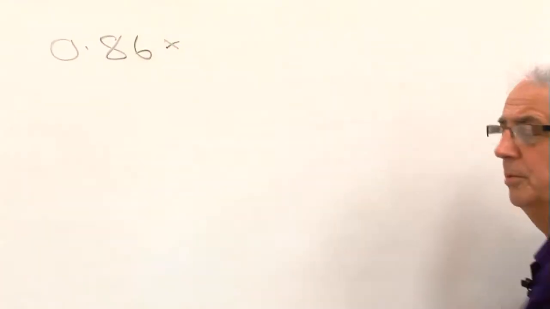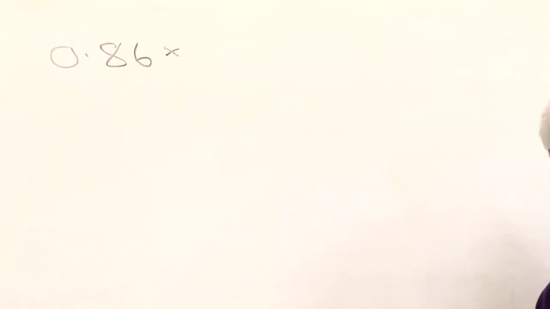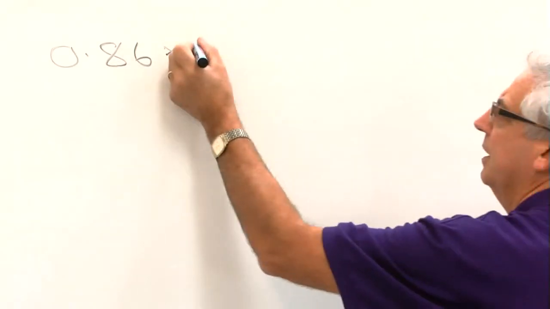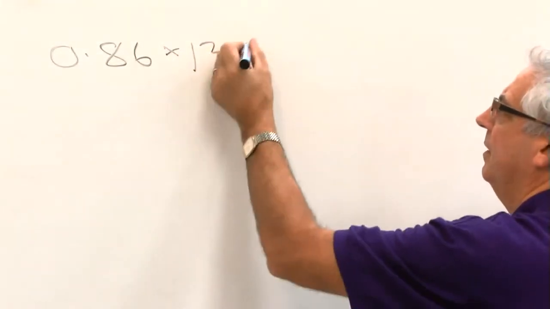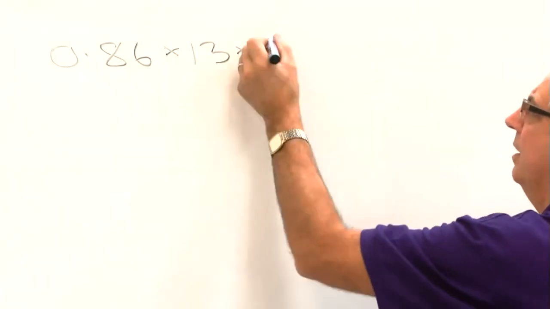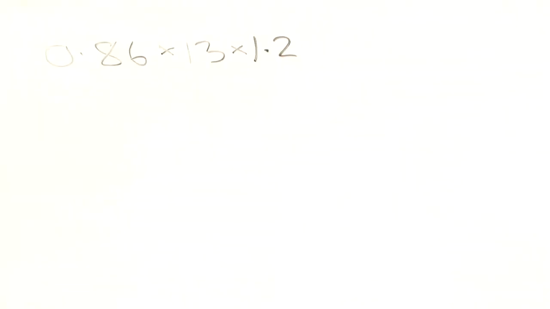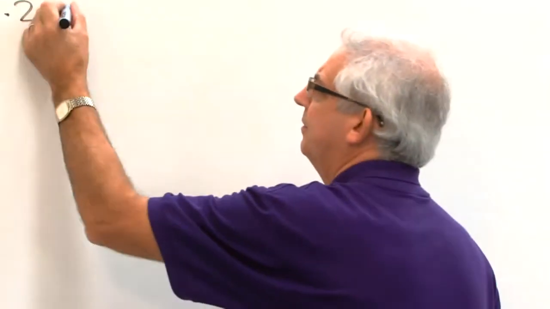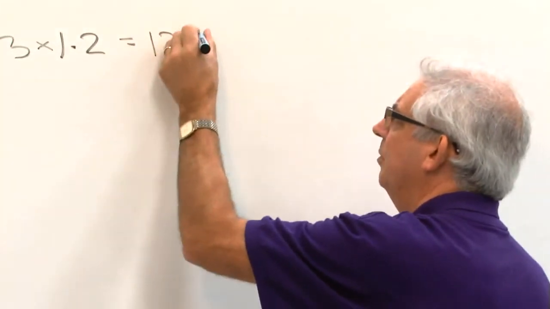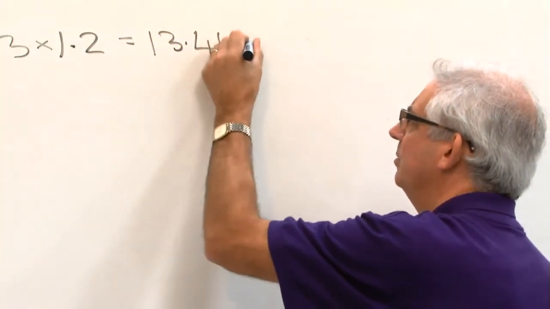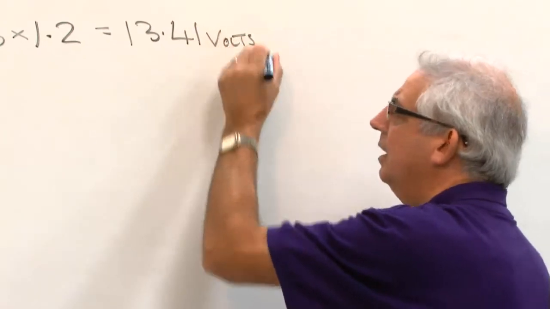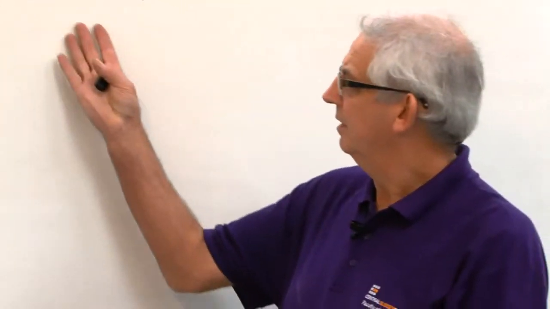The load for the water heater we know is a 3 kilowatt water heater, so it's going to be 13 amps. So we can use 13 amps in this instance, multiplied by the 1.2 for our temperature correction. That will give us a value of 13.41 volts. Now again, we know that that's too high for our circuit. We're only allowed a value of 11.5.